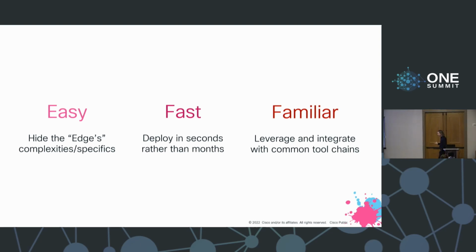It's easy. So let's see whether we can hide away some of the complexities that we find while going to the edge. Resource constrained, remote, hard to reach. From a cloud perspective, we also deploy really, really quickly. So we don't want to roll hardware every time we deploy something. So we want to preserve the speed.